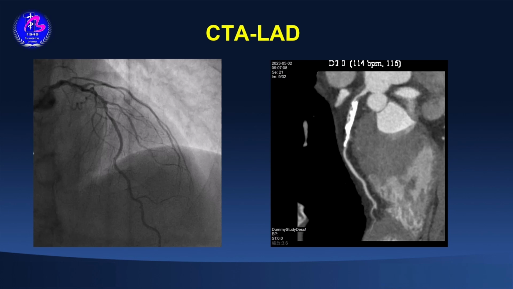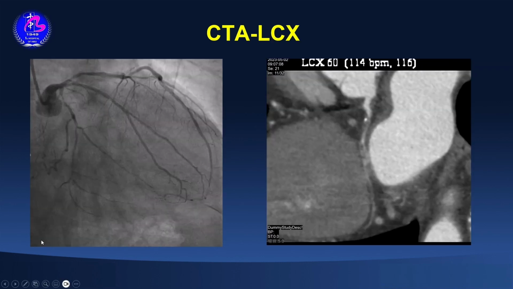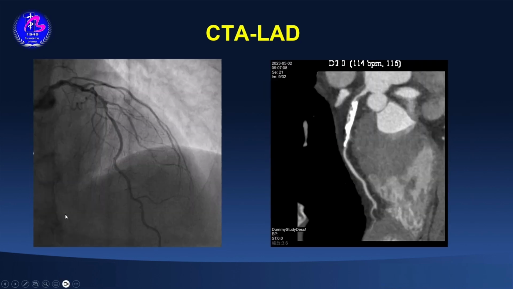Okay. So I think for the chip lesion PCI, imaging is of great importance. It would give us more valuable information, and we did CT angiography for this patient. We can see this is the LAD. We can see in the proximal portion a very huge calcium burden.